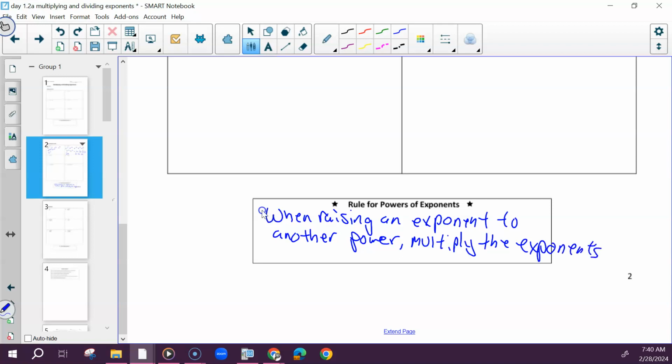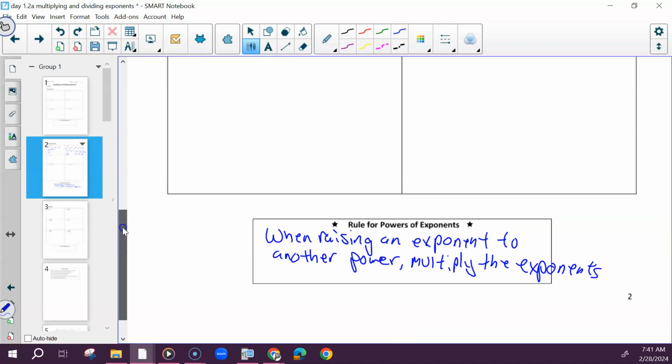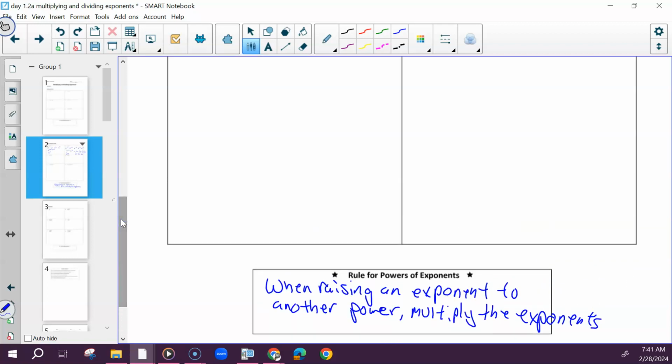When you multiply like bases, you add the exponents. When you raise an exponent to another power or to another exponent, you are multiplying the exponents. So let's look at some of these other ones. Which of these do we want to go over or have questions about using this rule?